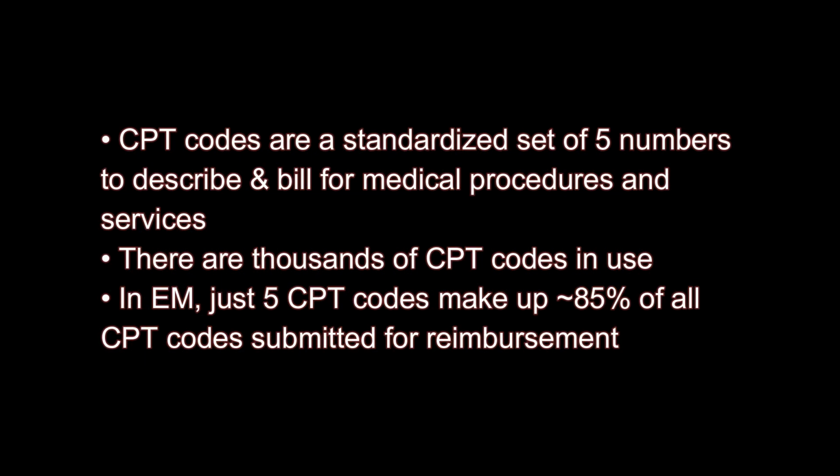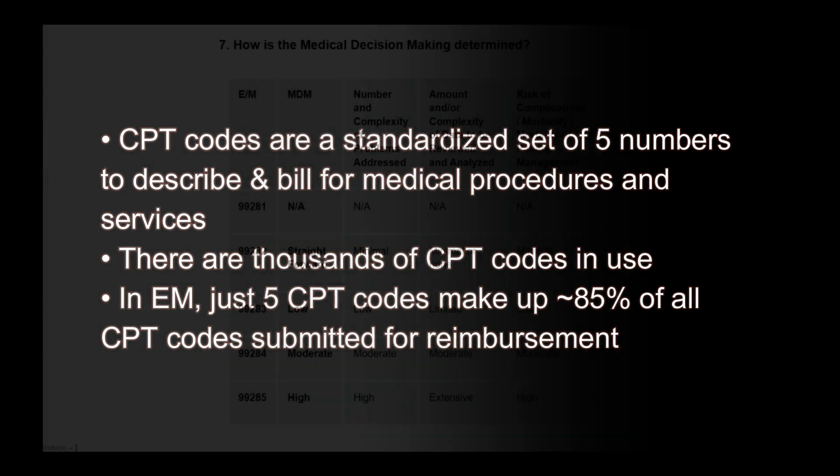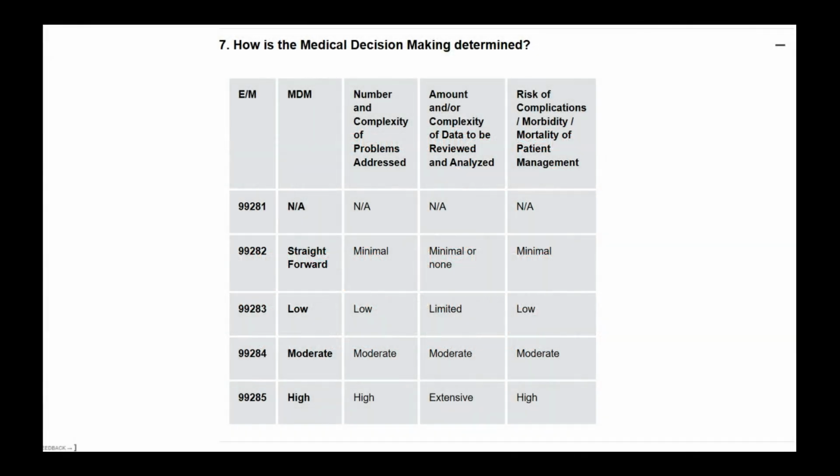First, we need to understand CPT codes. CPT codes are the standardized set of 5 numbers to describe and bill for medical procedures and services. There are thousands of CPT codes in use, but in emergency medicine, there are just 5 CPT codes that make up about 85% of all CPT codes submitted for reimbursement. These are the 5 Evaluation and Management CPT codes, often referred to as E&M codes. These 5 CPT codes are super important, so let me explain.